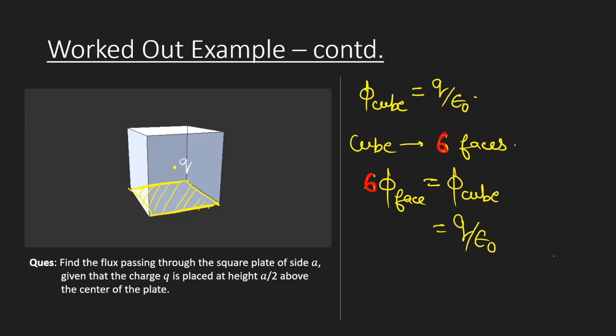So we can now write down the answer. Phi through a single face is going to be 1/6 Q over epsilon naught.